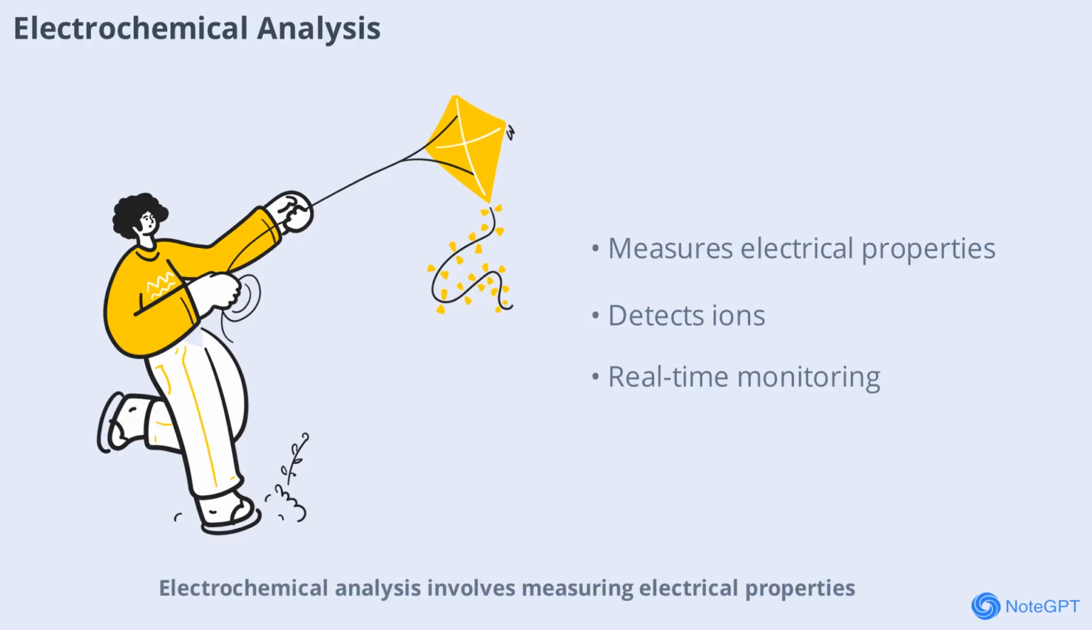Electrochemical analysis involves measuring electrical properties, such as voltage or current, to analyze chemical substances. Techniques like potentiometry and voltammetry are commonly used. These methods are especially useful for detecting ions in solutions and monitoring chemical reactions in real time. Electrochemical analysis is widely used in environmental testing, medicine, and industry for its sensitivity and versatility.